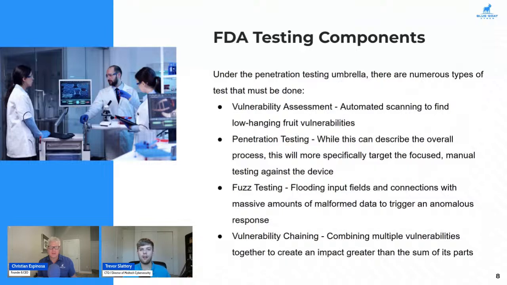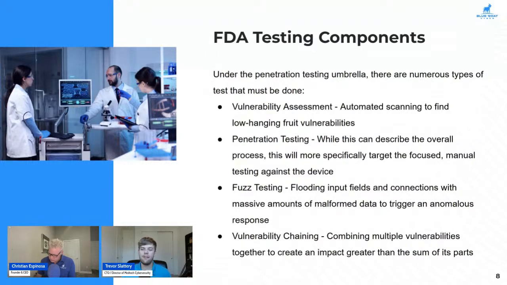The next thing that the FDA talks about under this penetration testing umbrella is vulnerability chaining. Now, this is a very important thing to look at. We're trying to see if we can combine several vulnerabilities to create an impact greater than the sum of its parts. So if we're able to exploit a system by finding a medium vulnerability and then we find another medium vulnerability, it may be possible for us to tie them together to create a high vulnerability.